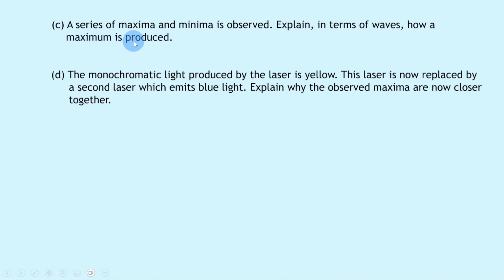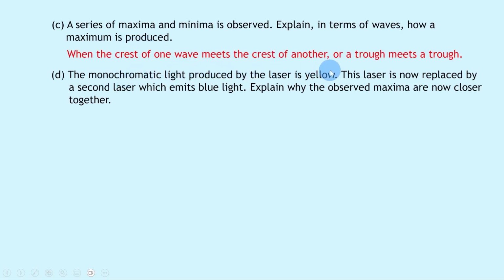Part C says a series of maxima and minima is observed. Explain in terms of waves how a maximum is produced. Well, remember, a maximum or point of constructive interference is produced when the crest of one wave meets the crest of another, or when the trough of one wave meets the trough of another. Trough meets trough.